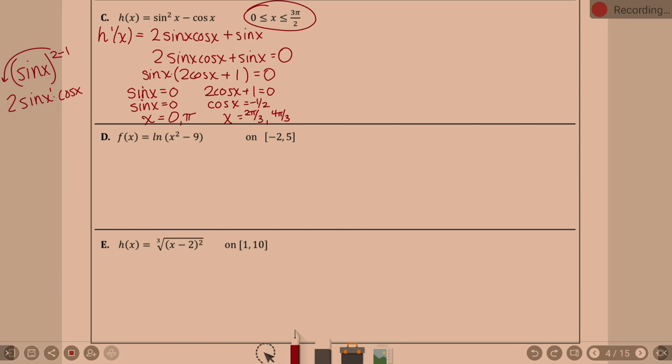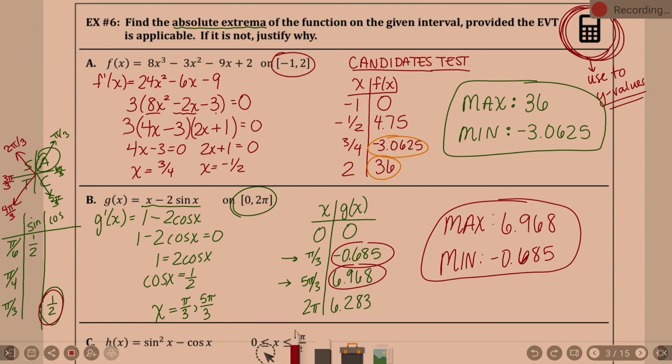Okay. Candidates test. We're looking for our absolute extrema. We're going to do 0, 2 pi over 3. I just had to pause and think. Is 4 pi over 3 in our interval? Yes, it is. I'm just saying I had to pause and think because 3 pi over 2 would be right here, wouldn't it? Mm-hmm. So 4 pi over 3 is good.